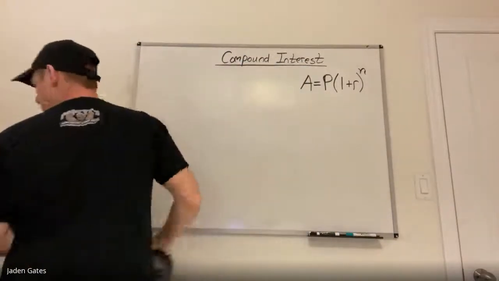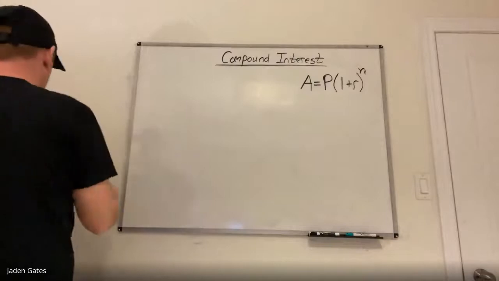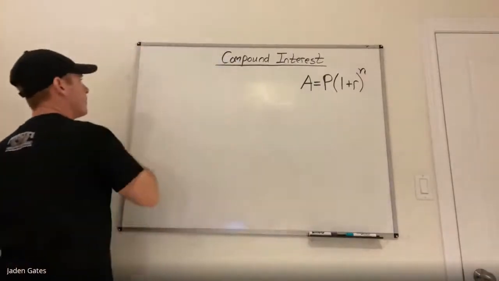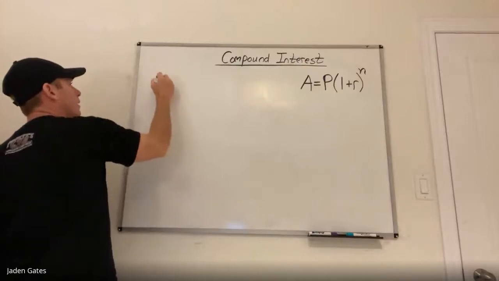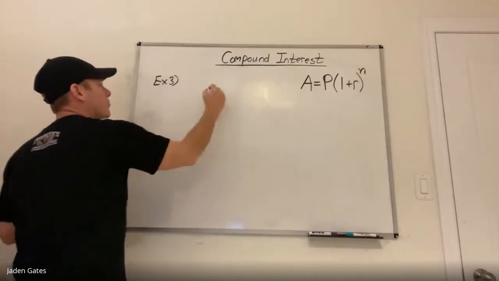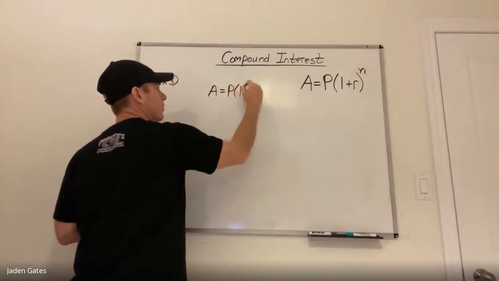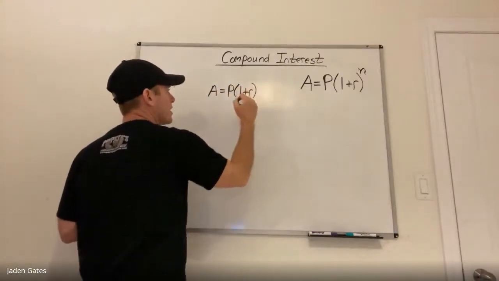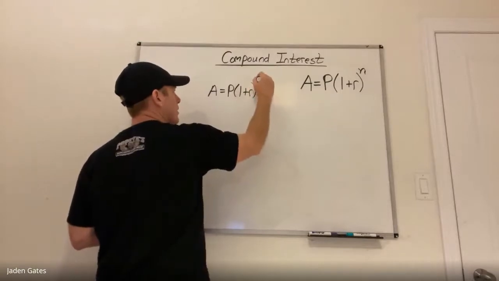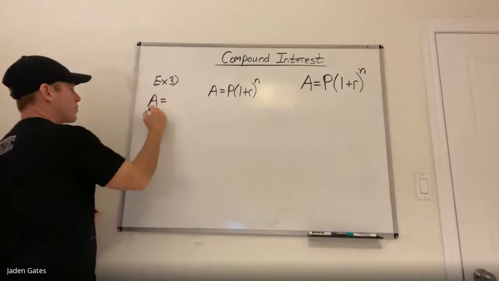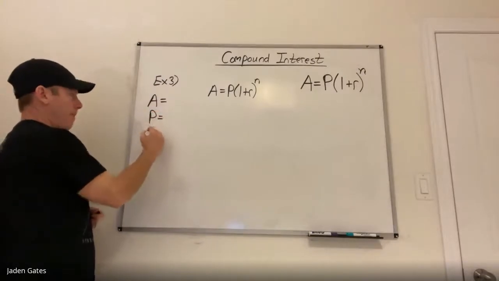All right, so now we have example number 3. It's no surprise here, we're going to use our compound interest formula. So I have A is equal to P times (R plus 1) to the power of N. All right, so again, I'm just going to write down my 4 variables here.